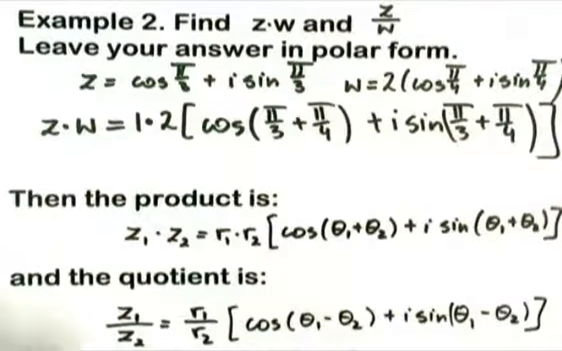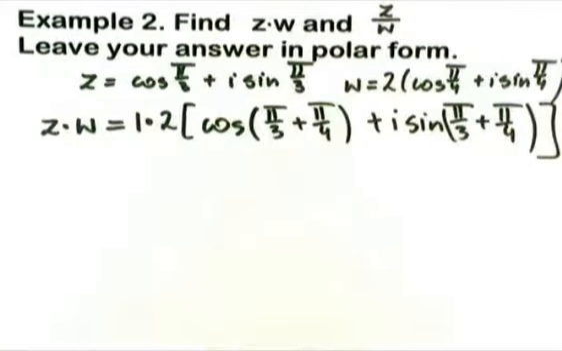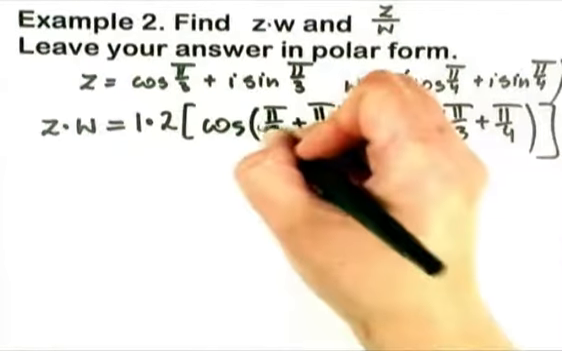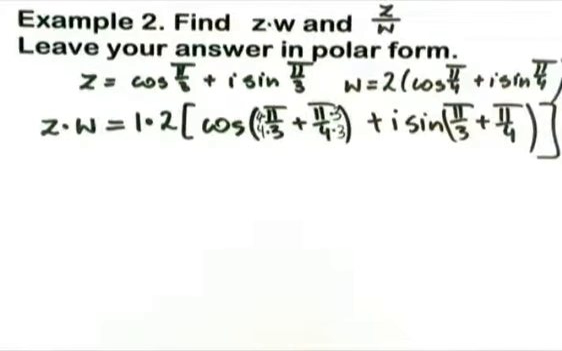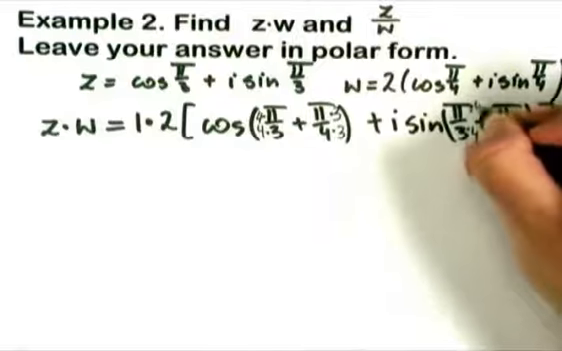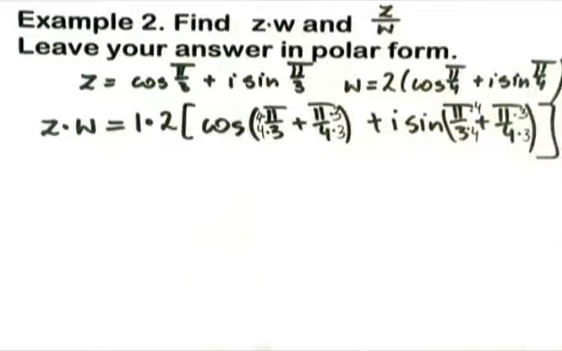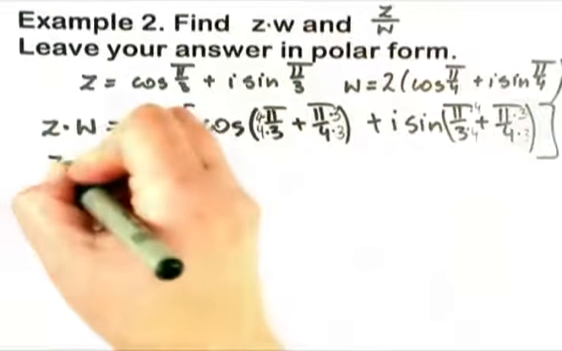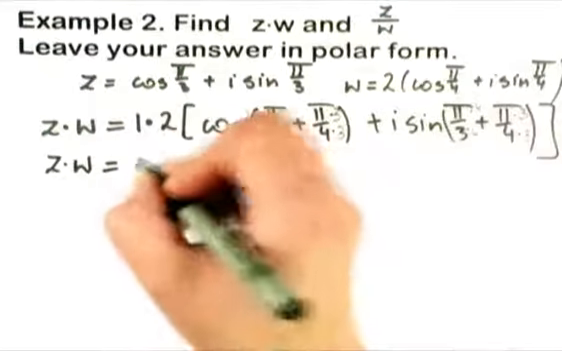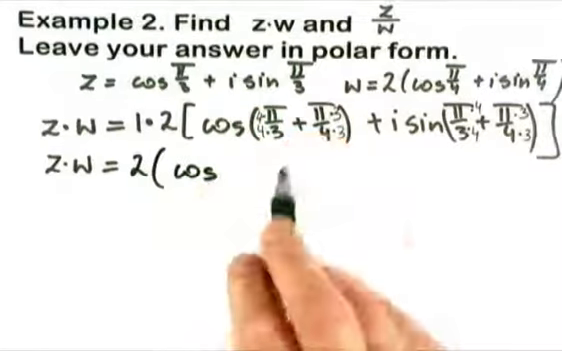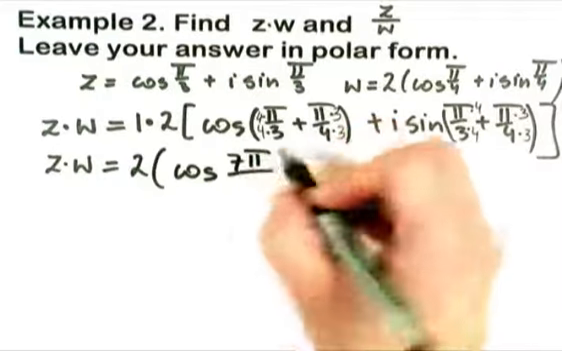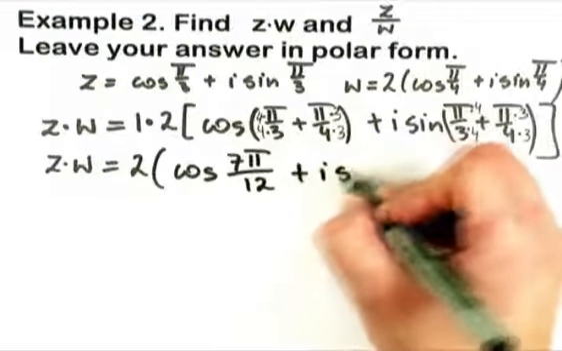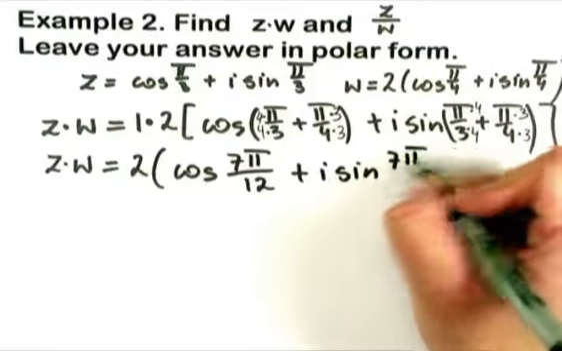Then we need to find a common denominator. For 3 and 4, the common denominator is 12. So the first one we multiply by 4 over 4, this one by 3 over 3, the same for the sine. So we have that the product z times w is 1 times 2, which is 2. Then we have cos, on the top I have 4 plus 3 is 7, so 7 pi over 12, plus I sine 7 pi over 12.